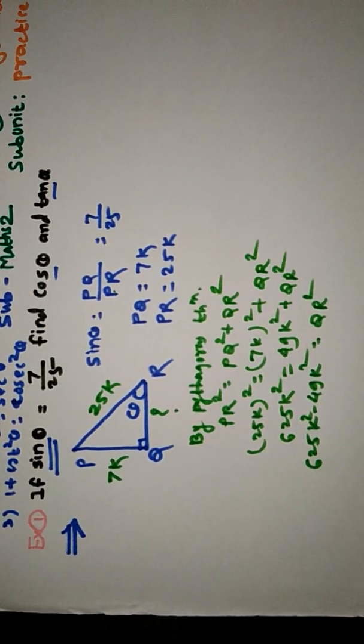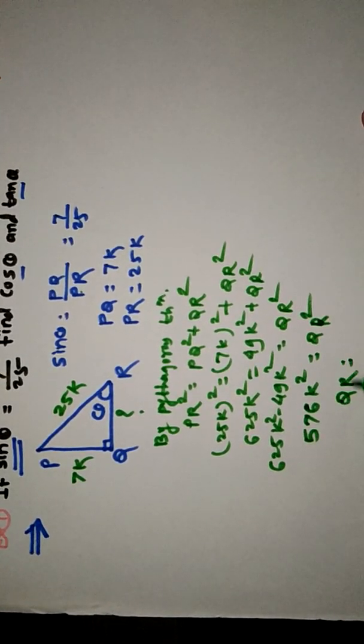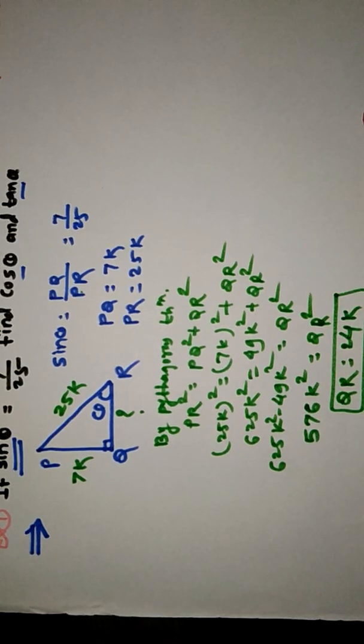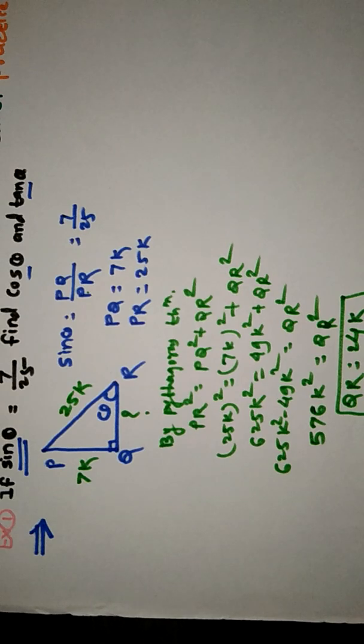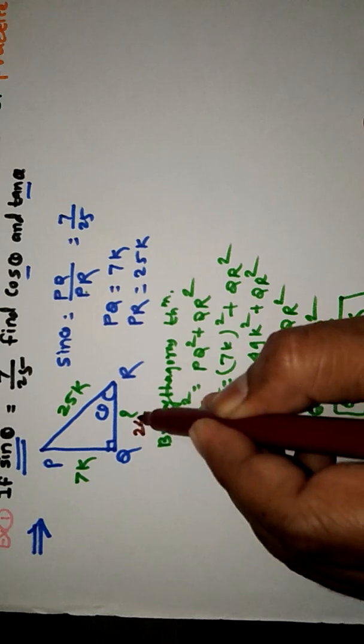On subtracting we get 625 minus 49 gives 576 K square is equal to QR square. Taking square root on both sides, QR is equal to, the square root of 576 is 24, and the square root of K square gives K. This is the value of QR. Now we write this value here, 24K.